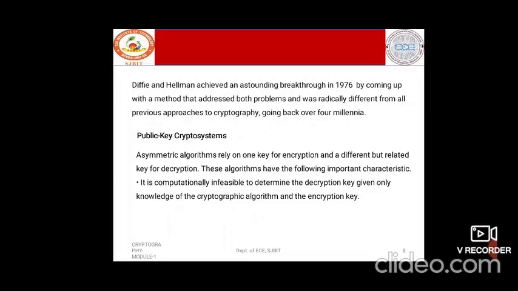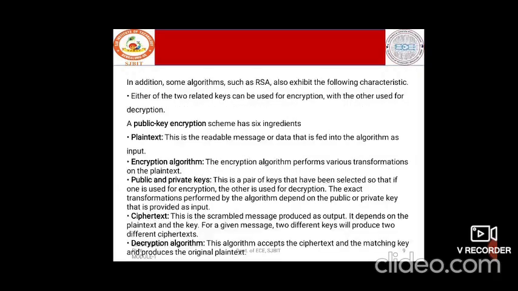asymmetric algorithms rely on one key for encryption and a different but related key for decryption. These algorithms have the following important characteristic: it is computationally infeasible to determine the decryption key given only knowledge of the cryptographic algorithm and the encryption key. In addition, some algorithms, such as RSA, also exhibit the following characteristic: either of the two related keys can be used for encryption, with the other used for decryption.